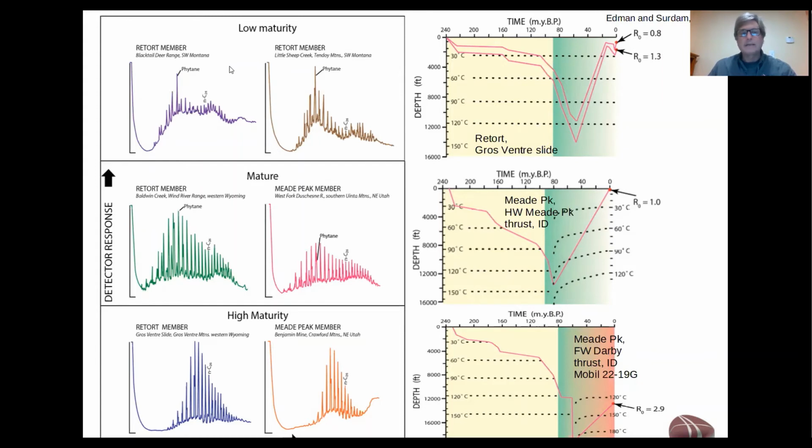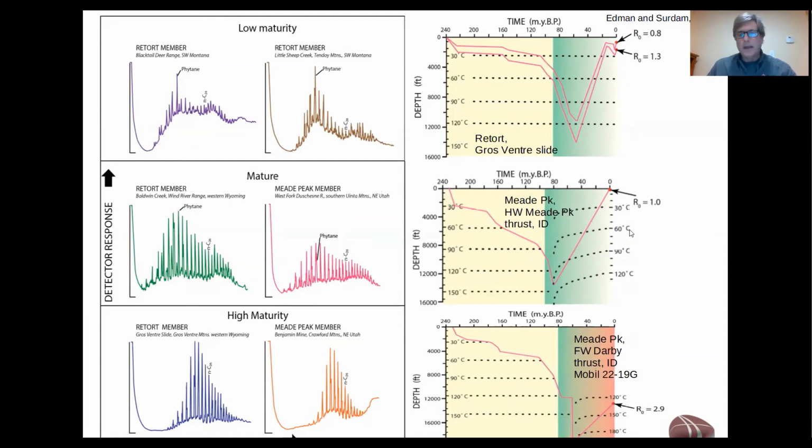They've organized these data into samples that were of low thermal maturity, of mature thermal maturity, and high thermal maturity. And they included, again, both the retort and the Mead Peak in this analysis. What these data show is that in all 3 thermal states, the 2 organic-rich members of the Phosphoria both generate significant volumes of hydrocarbons, and that both are reflective of very good source rock generative potential.